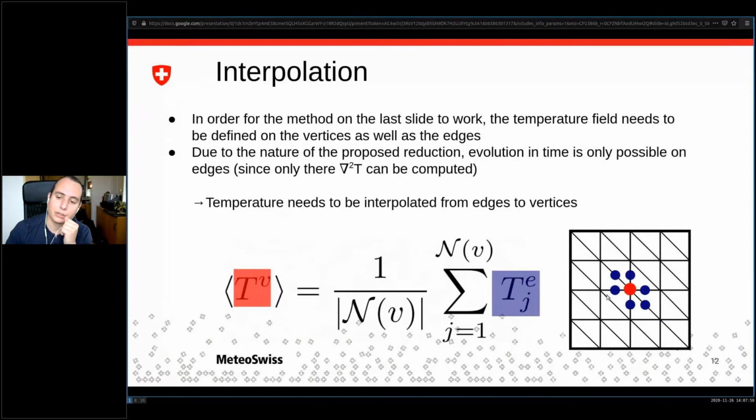So we are simply going to look at 6 edge neighbors, divide by the cardinality of our neighborhood, which is 6, and end up with our vertex temperature, which we were looking for.